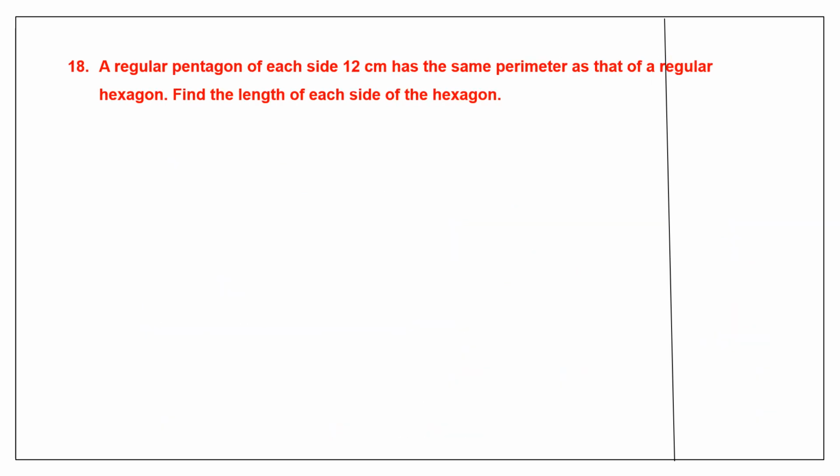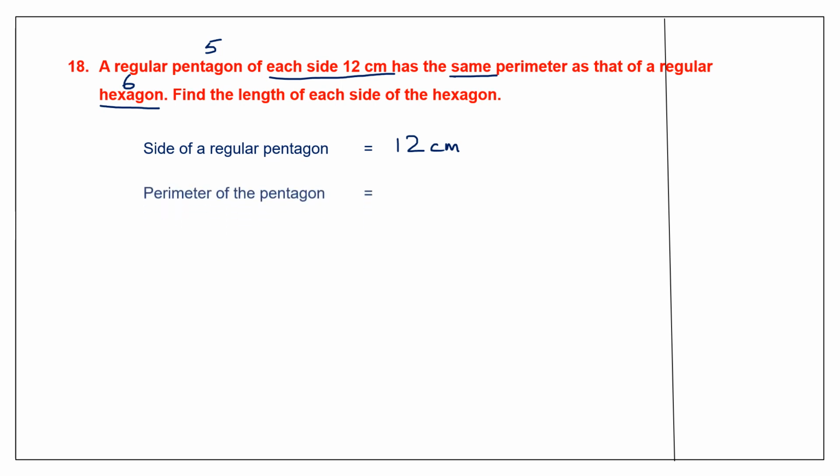Question 18. A regular pentagon of each side 12 centimeters has the same perimeter as that of a regular hexagon. Find the length of each side of the hexagon. So a pentagon has 5 sides, a hexagon has 6 sides. So let's first find the perimeter of the pentagon because the side of the pentagon is given. So the side of a regular pentagon has been given as 12 centimeters. So perimeter is the number of sides into the side, isn't it?